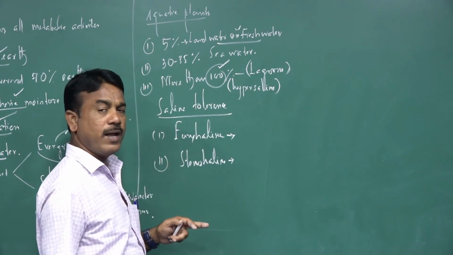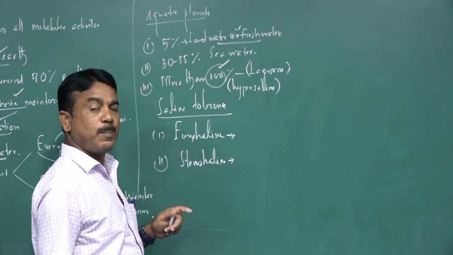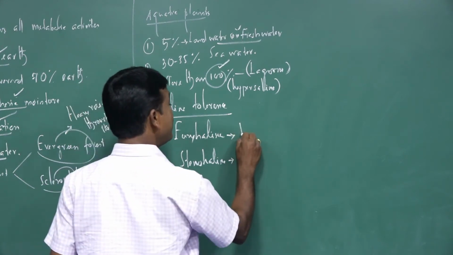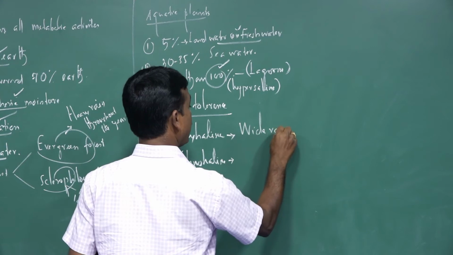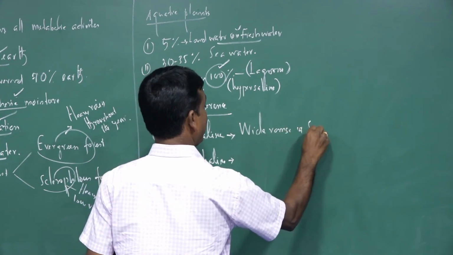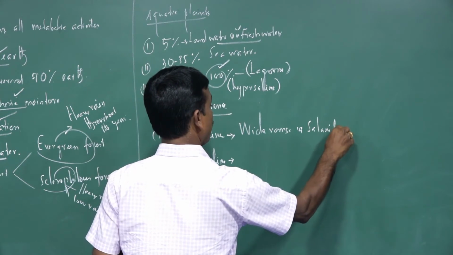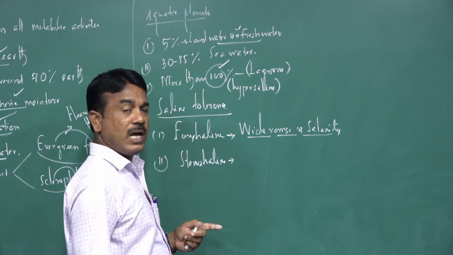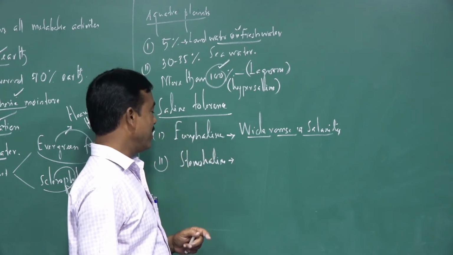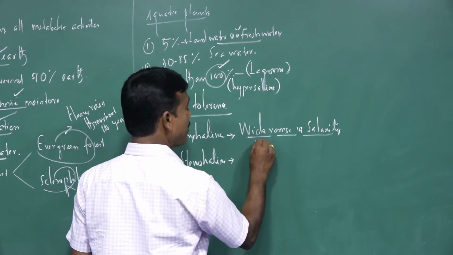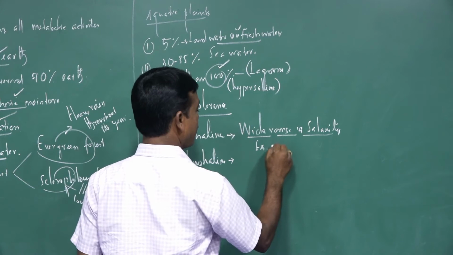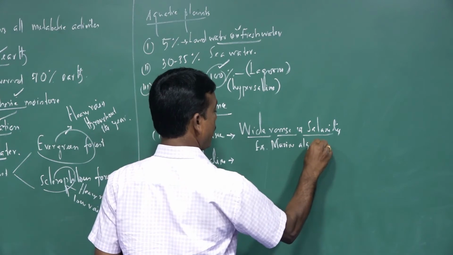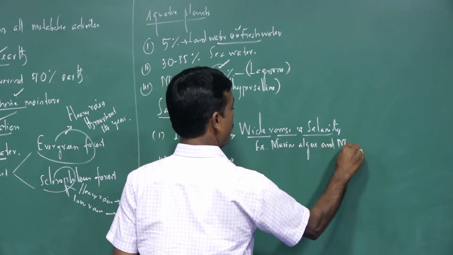What is the meaning of euryhaline? That means the plants which are present in water with a wide range of salinity. The plants which are found in water with a wide range of salinity are considered euryhaline. What are the examples commonly called euryhaline? Marine algae and marine angiosperms.